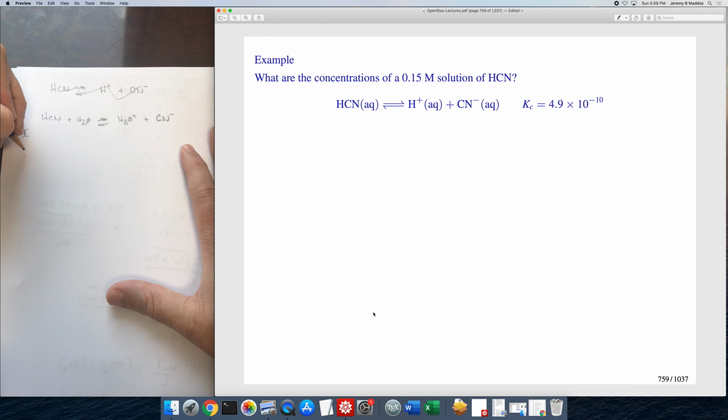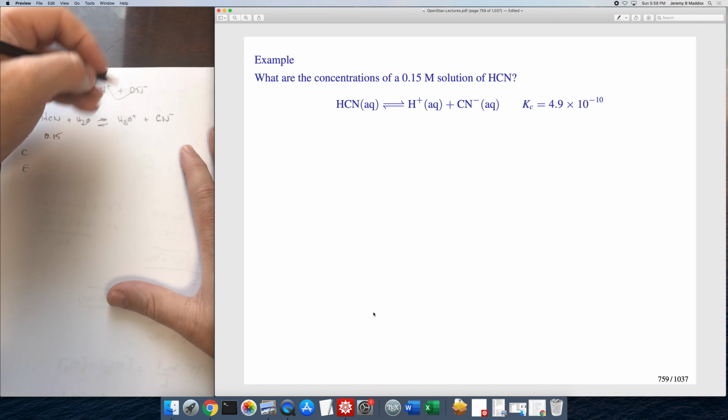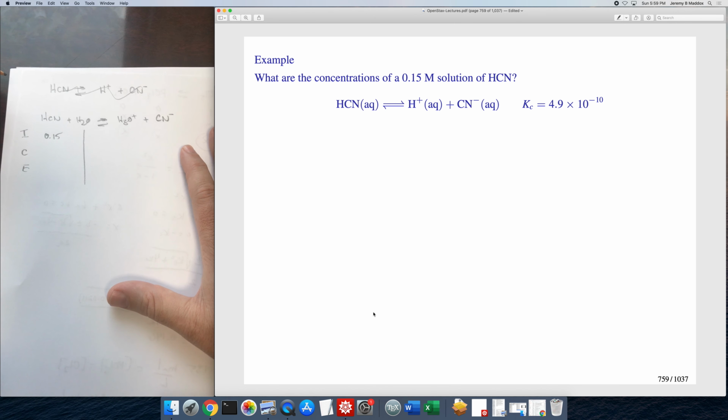Ice table. Our initial concentration of the hydrocyanic acid is 0.15 moles per liter. Pure liquid, we don't care about that. I should have put in the phase. Pure liquid. It doesn't appear in the equilibrium constant expression, so we really don't need to consider it.